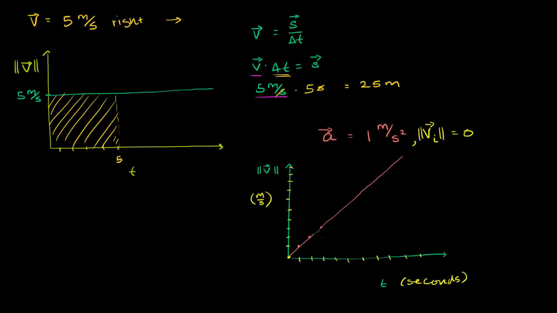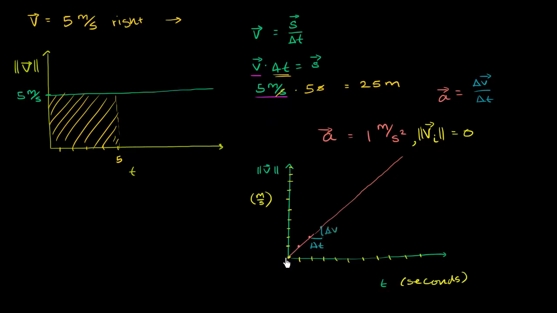The acceleration, we know that acceleration is equal to change in velocity over change in time. Over here, change in time is along the x-axis. So this right over here is a change in time. And this right over here is a change in velocity.